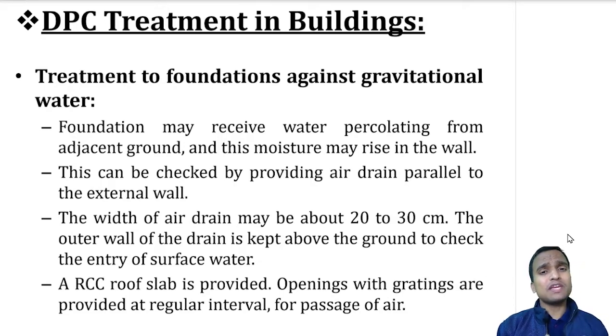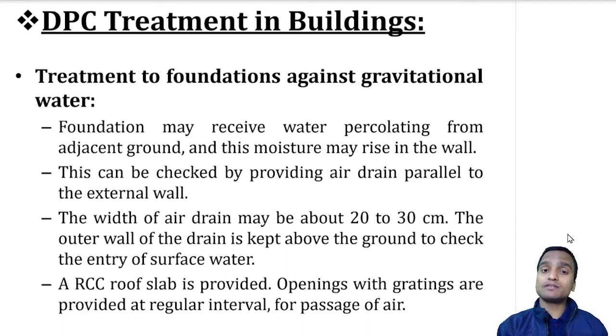So foundation may receive water percolating from adjacent ground. Maybe in the adjacent there is some neighbor who has the drain and it is above my foundation. So the water may percolate from his drain to my foundation, and the moisture may rise in the wall of my building. So in that case, the moisture can be checked by providing one extra drain which is called air drain parallel to the external wall.